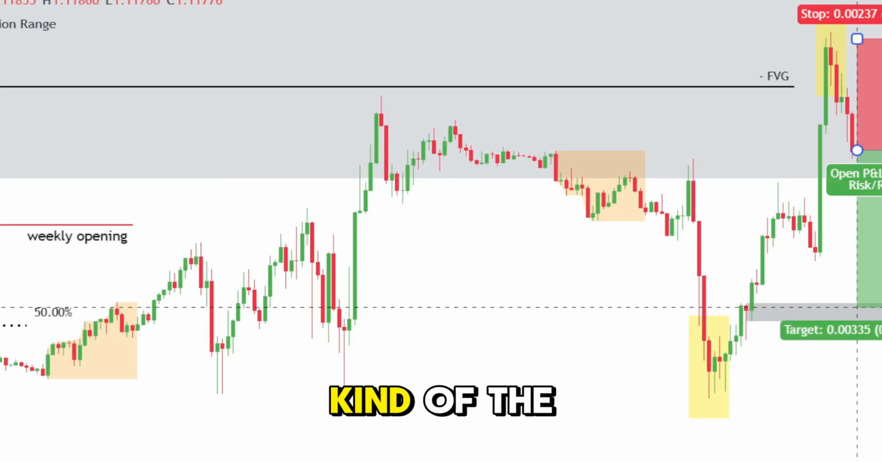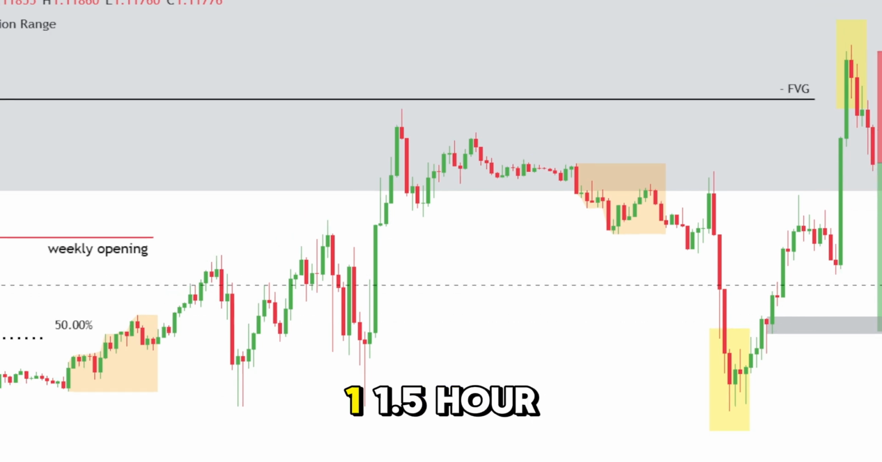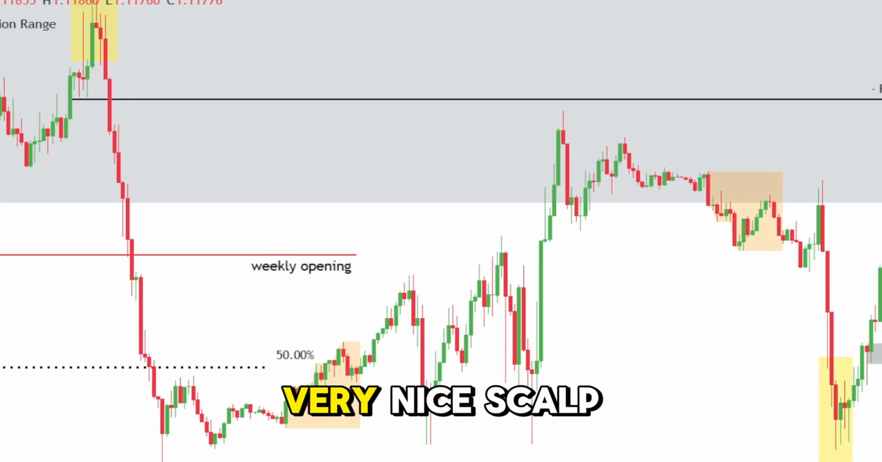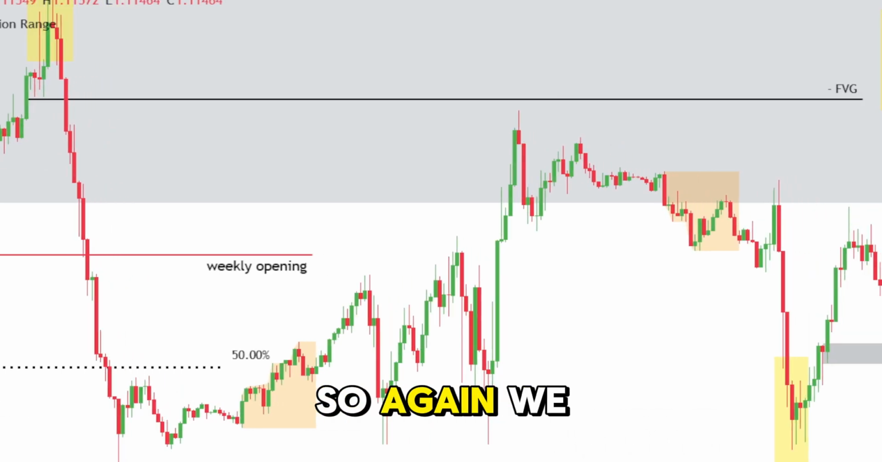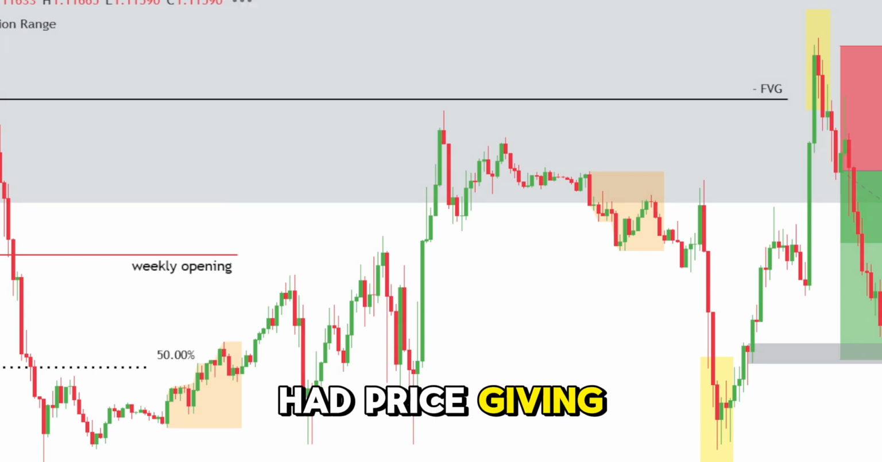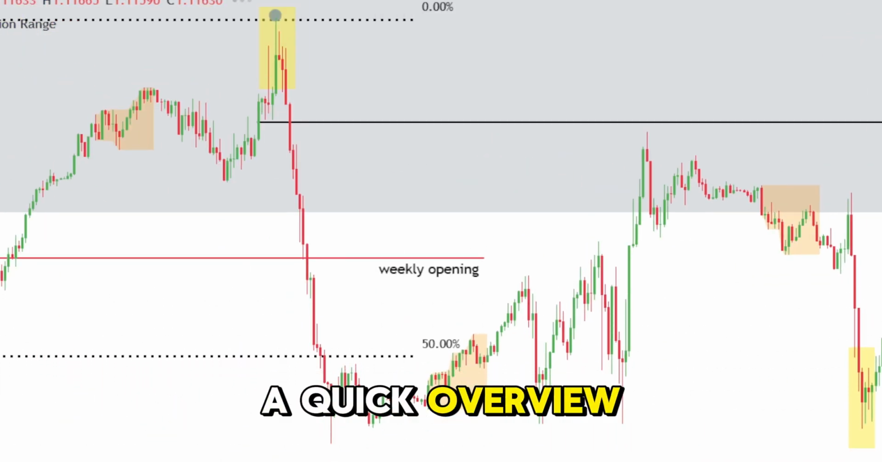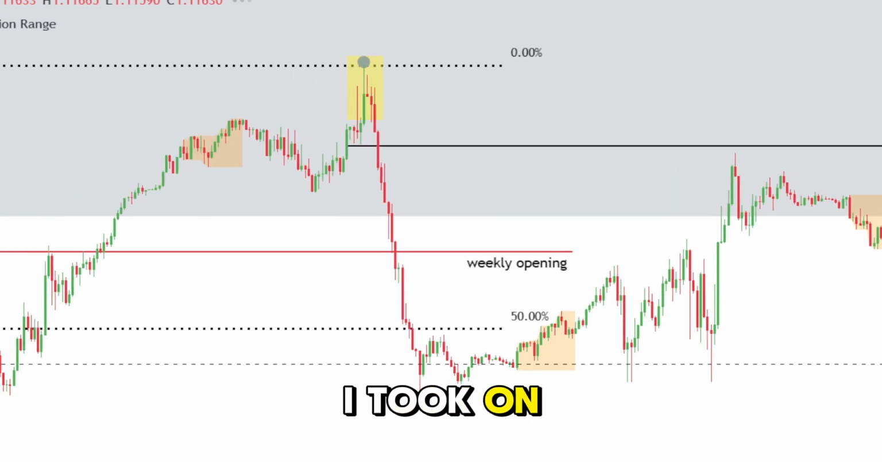So this was the sell idea for about a 1.5 hour trade. Not massive, but not too low either. A very nice scalp in the New York session. Price gave us the scalp. We haven't quite got to our target yet, which is fine. But this is a quick overview of the quick scalp I took on Euro USD.